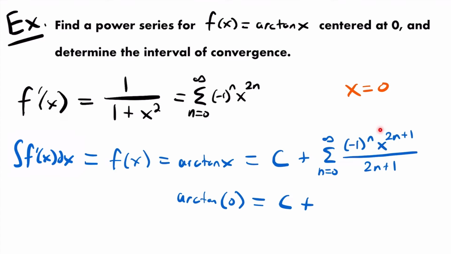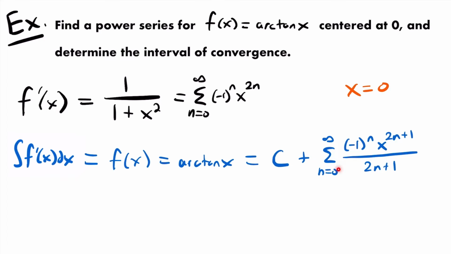And if this x is equal to 0, we'll have 0 to the power of 2n plus 1, which is just 0, times negative 1 to the power of n, which is still 0, divided by 2n plus 1, which is still 0, and so this whole series just becomes 0 when x equals 0, okay? And arctangent of 0 is equal to 0, and so we have 0 is equal to c. And so by letting x equal 0, we were able to solve for c, and so we know that c is equal to 0.